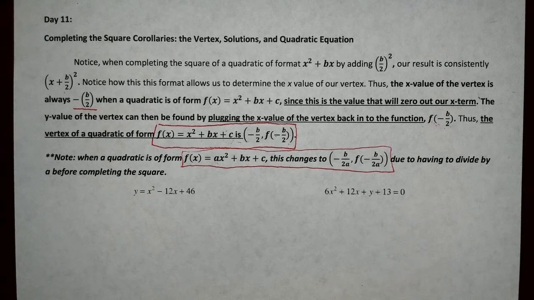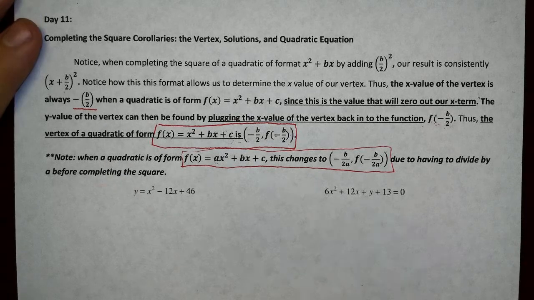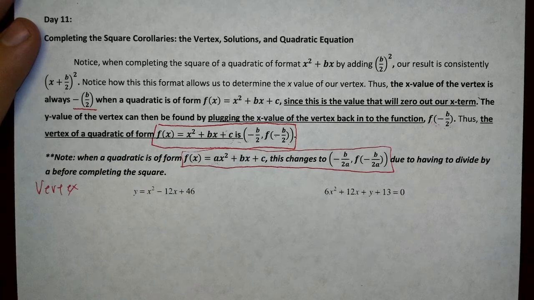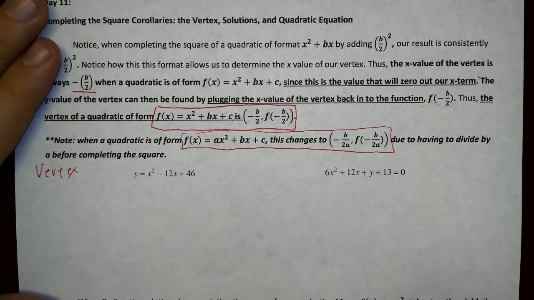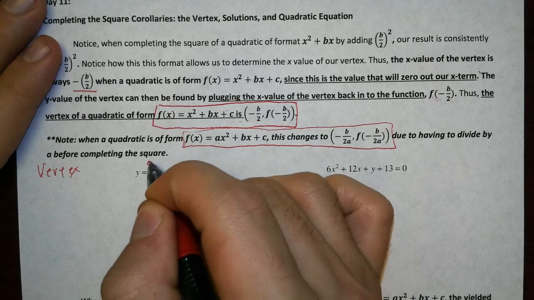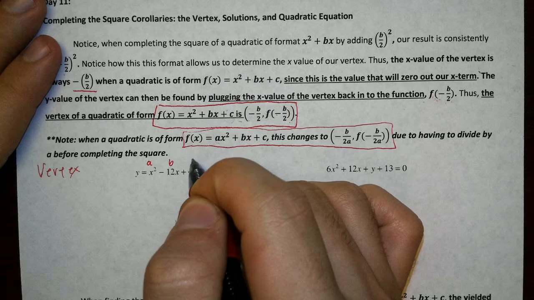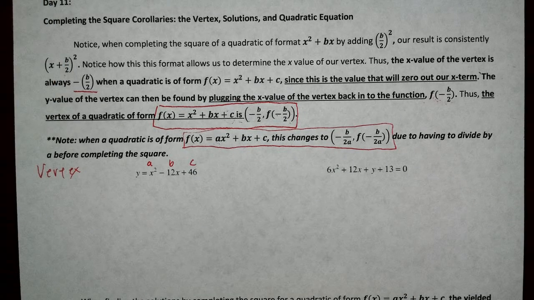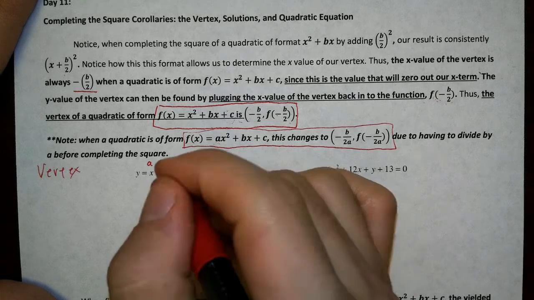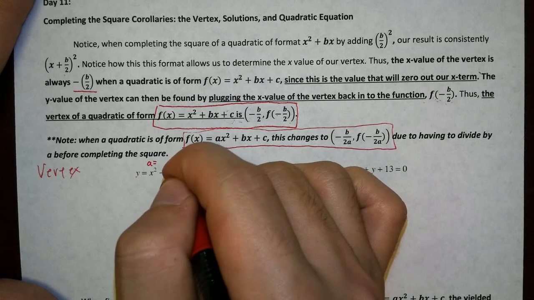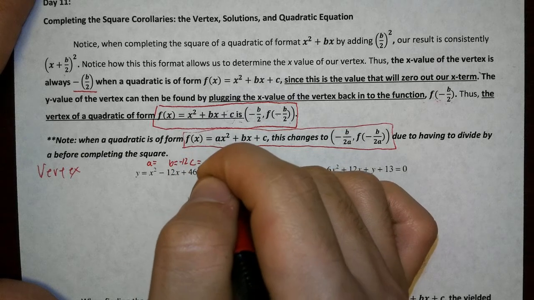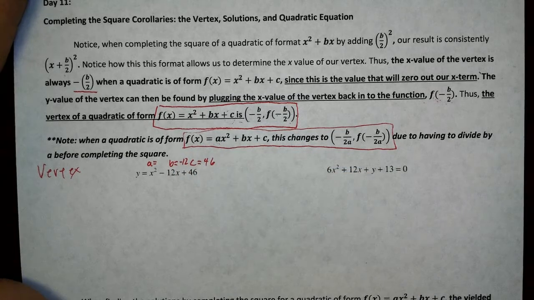So now let's go ahead, let's test this out. We're going to be looking for the vertex on these. Okay, so we're going to look for the vertex on these. And so let's go ahead and start off just by labeling these A, B, and C, right? Because this is the standard format of our equation, right? So we have our A right here, which is going to be equal to 1. We have our B right here, which is going to be negative 12, and our C, which is going to be equal to 46. Okay.